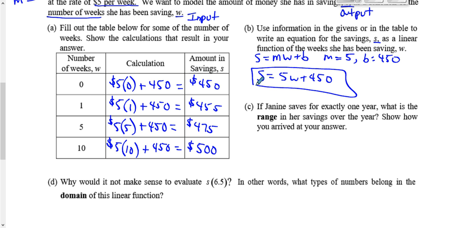Part C: if Janine saves for exactly 1 year, what is the range? What is range? It's the y values. And what's domain? The x values, but in this case, the S savings values for the range. What would be the lowest value she has? The lowest output is 450.